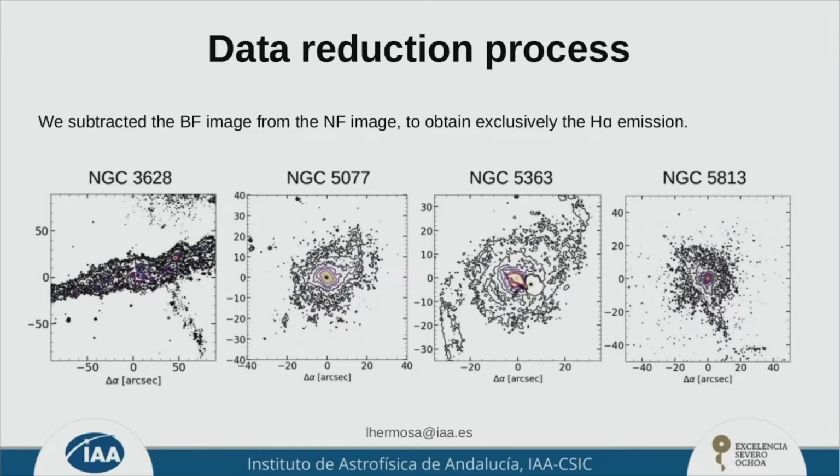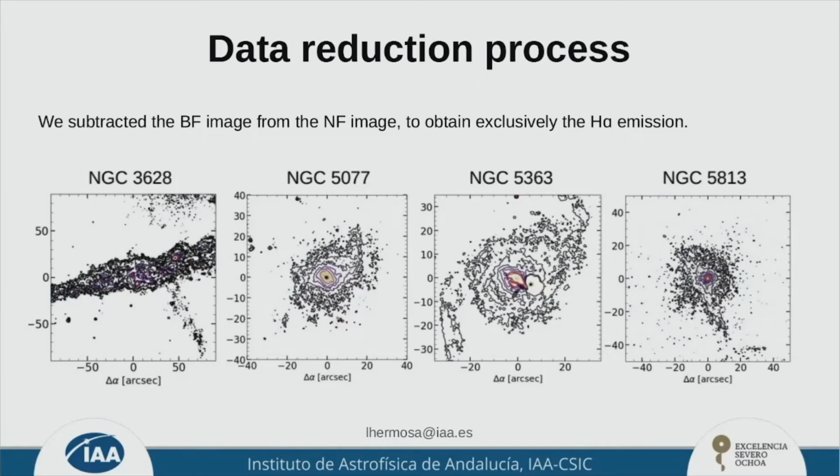And then what we did was to obtain not only narrow-band images, but also broadband images in order to subtract the continuum from the galaxy and just leave us with the H-alpha emission. You have some examples of what we found. This is essentially the contours of the H-alpha imaging at a 3 sigma level. And so as you can see, we have a big variety of morphologies.